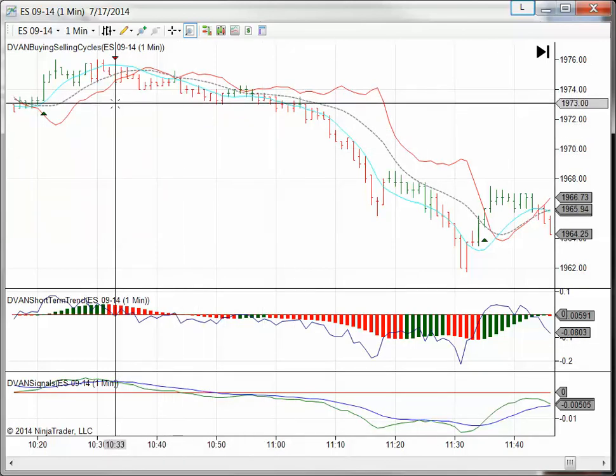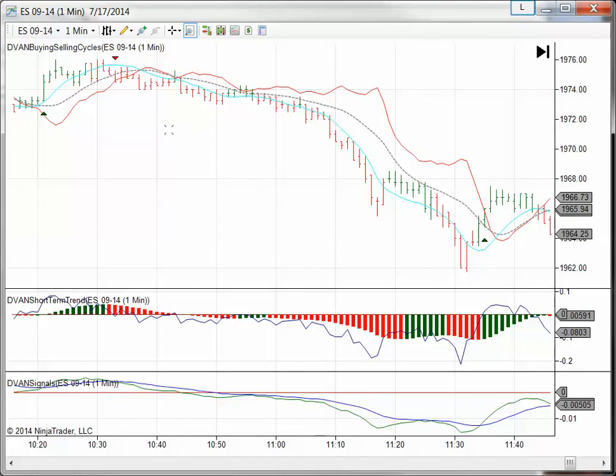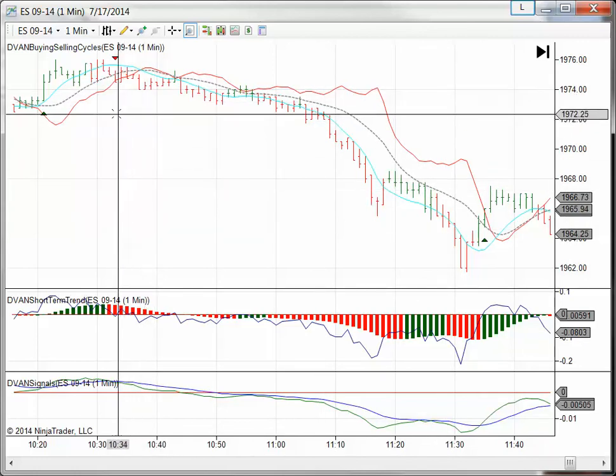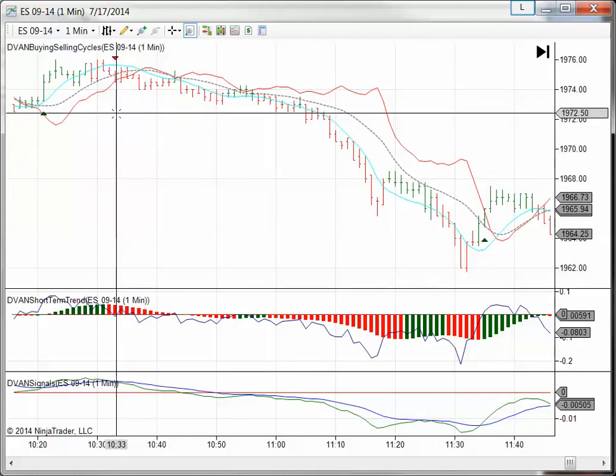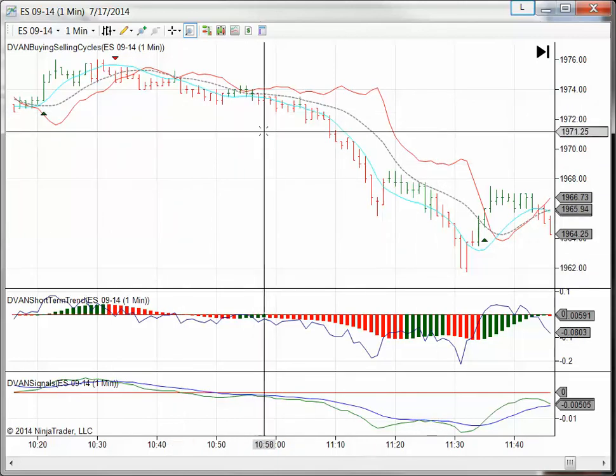So there's 1975 all the way down to a low of 1960 or so. So there's 15 points of potential profit there, and it's hard to get all of it, but there's a good short entry, re-entry, and re-entry where there's still a lot left on the table there for profit opportunity. So hopefully this helped.